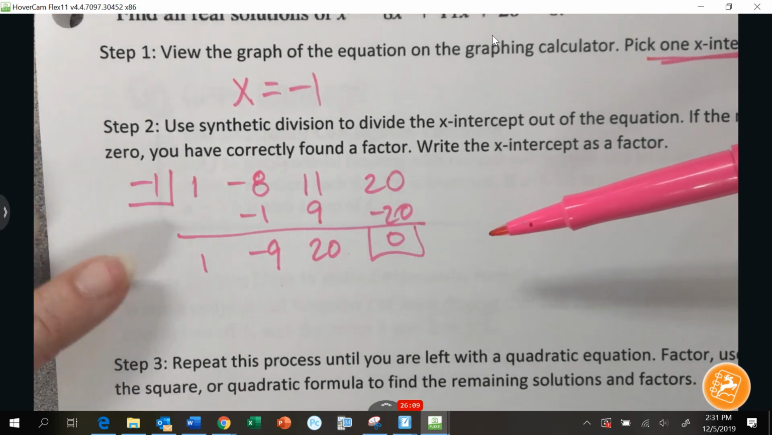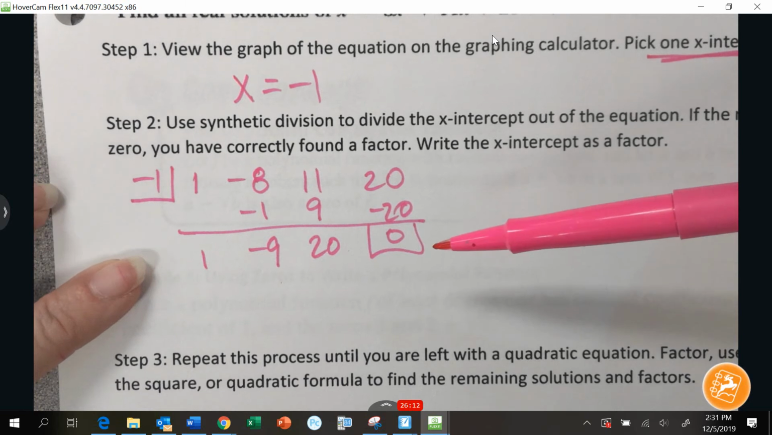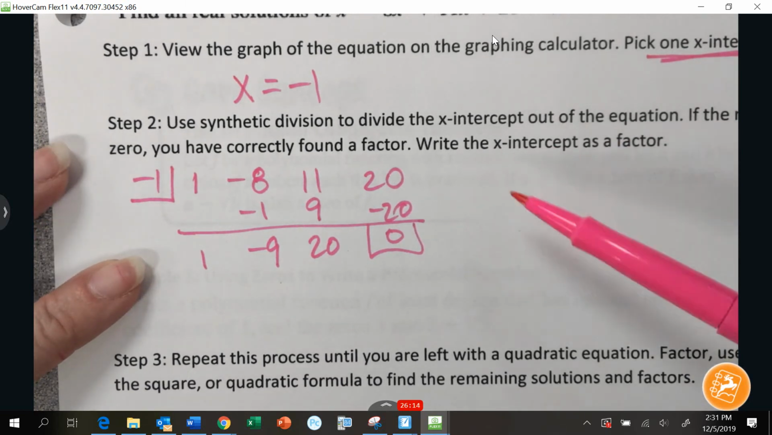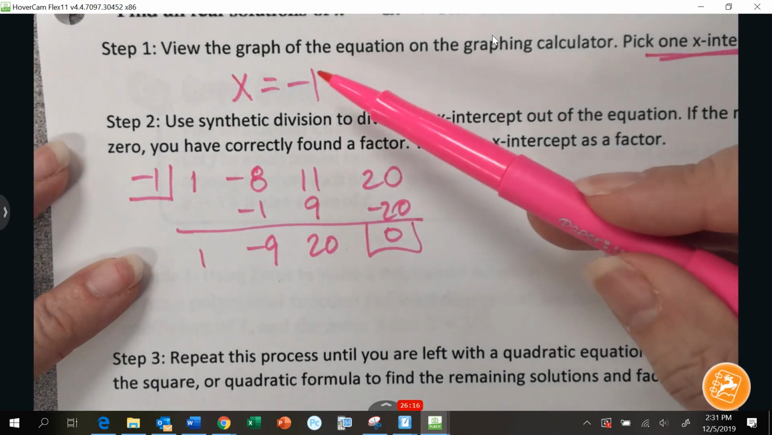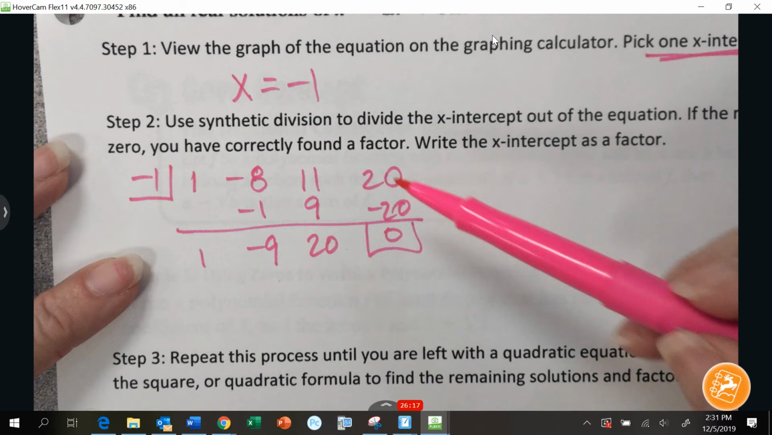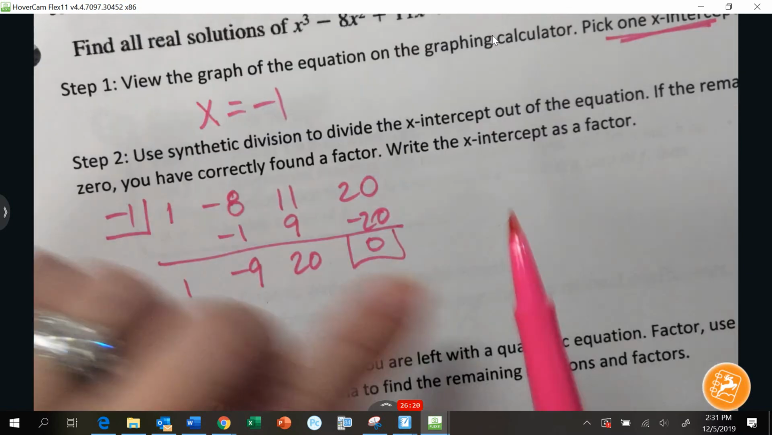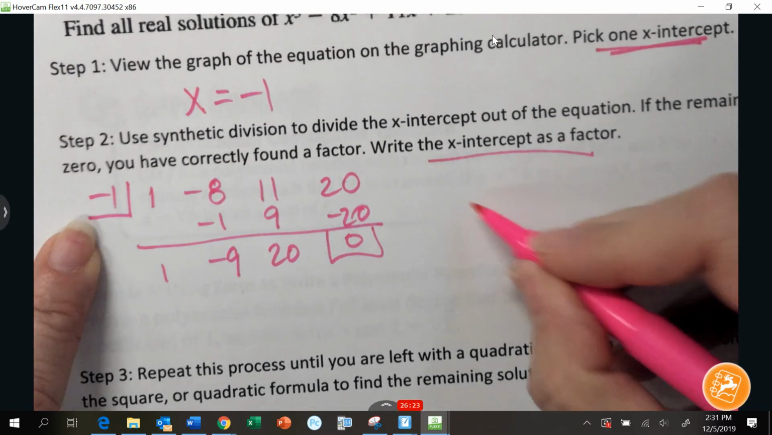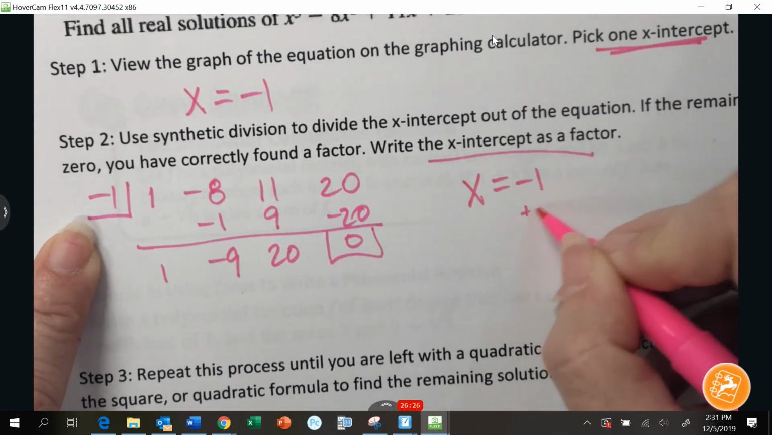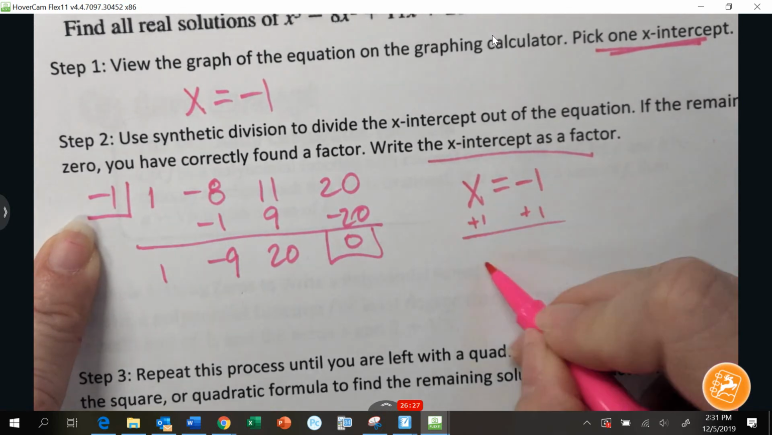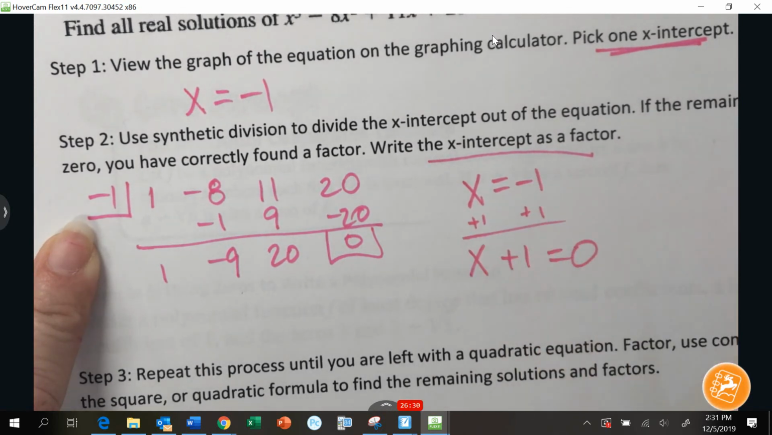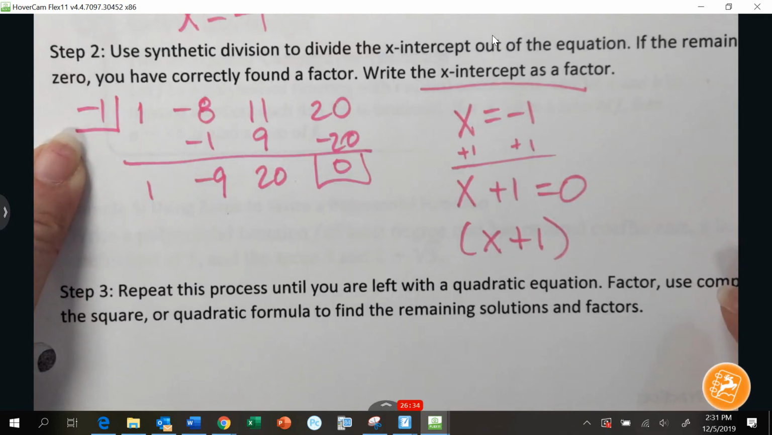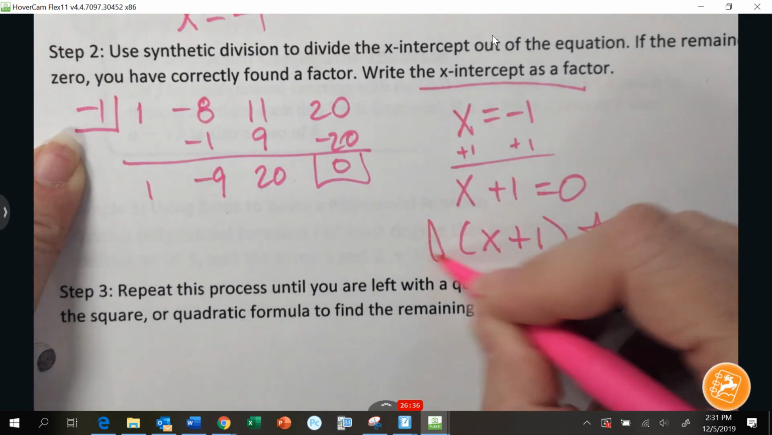Once you get it down to a quadratic, oh, by the way, write the x-intercept as a factor. We need to do that still. So let's write the x-intercept as a factor as well. So if I have x equals -1, I have to add that 1. I already showed you how to do this, right? So my factor would be x plus 1. So that is my first factor. Don't forget about it.